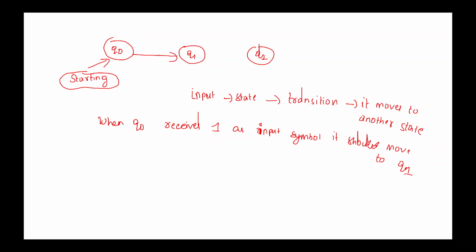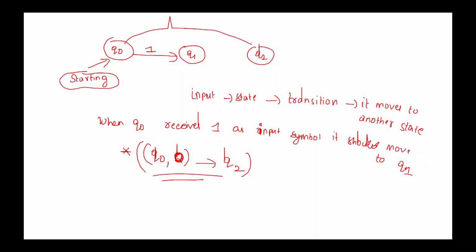So when Q0 receives 1 as an input, the transition should be to Q1. And for even more clarification, when Q0 receives 2 as an input, it should move to Q0, and when it receives 0 as an input, it should move to Q2. Suppose this is my condition. Then how would I represent this in the mathematical model? I would say like this. When Q0 receives 0 as an input, it should move to Q2. So this is how it is represented in the mathematical model.